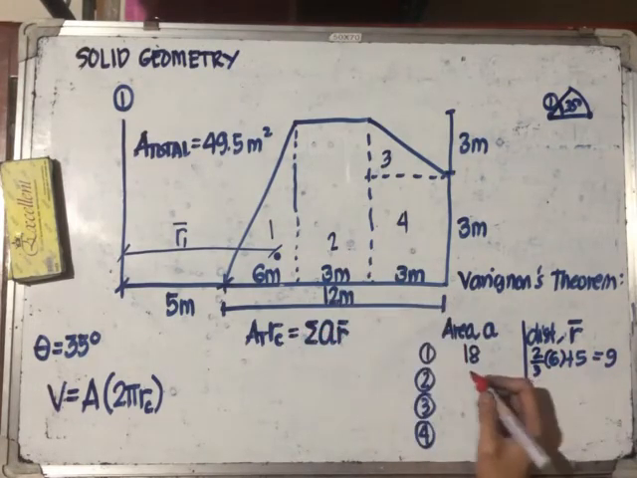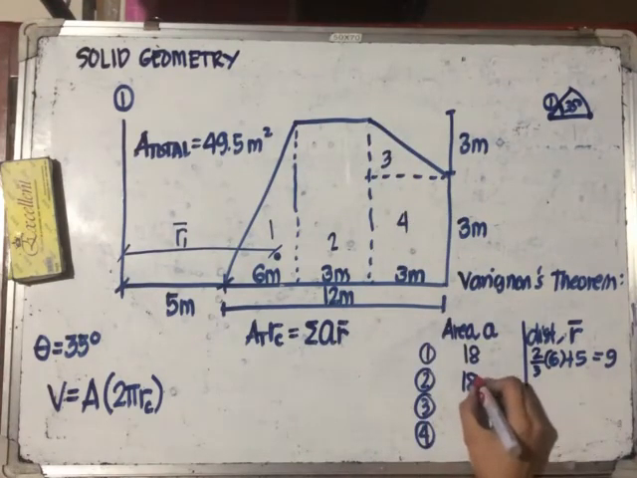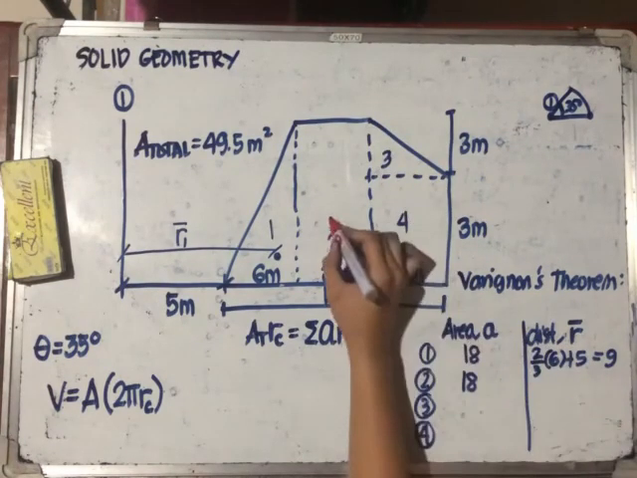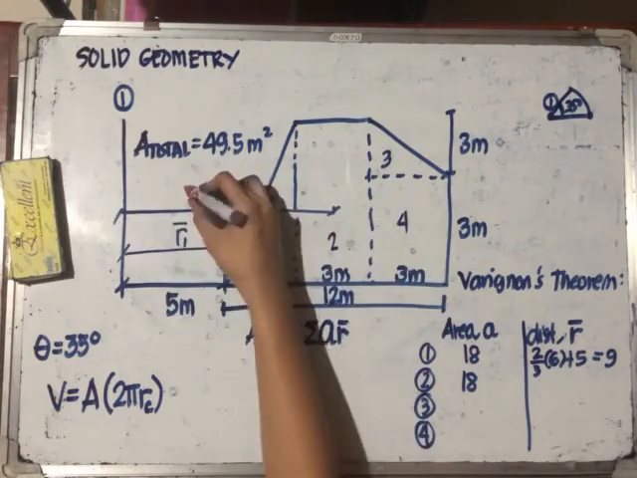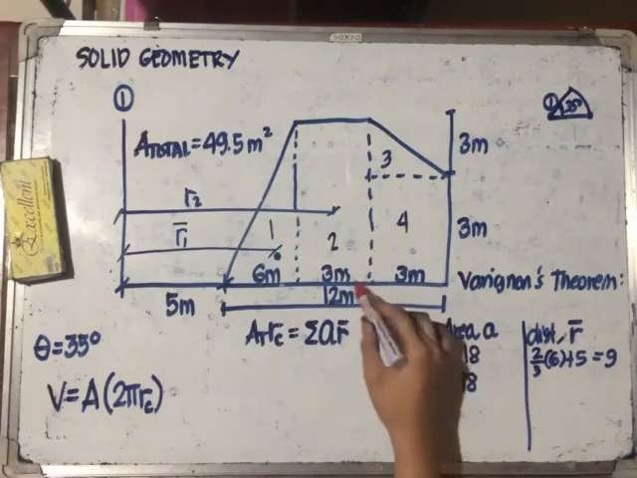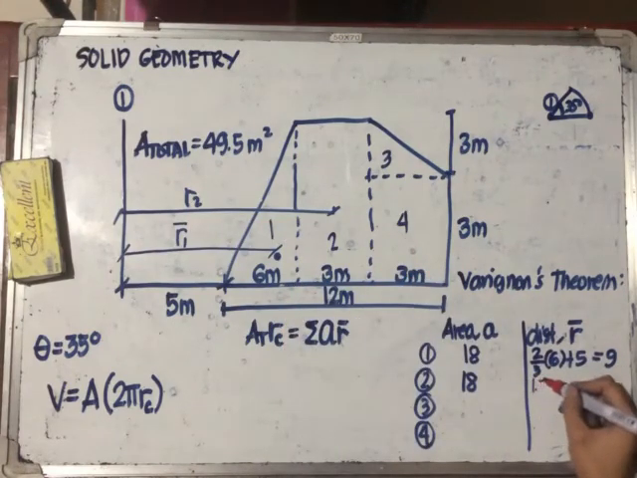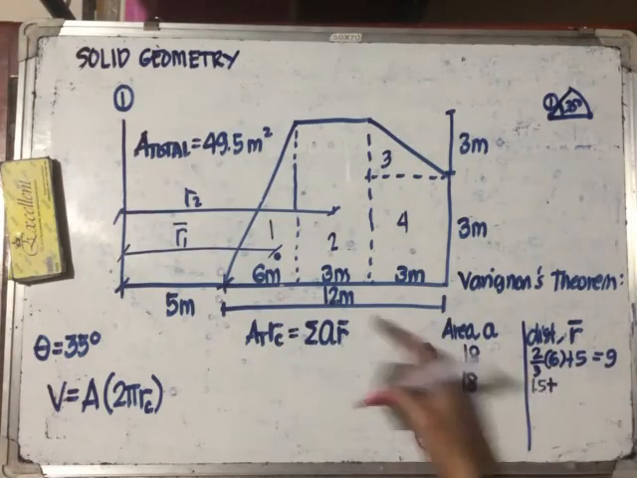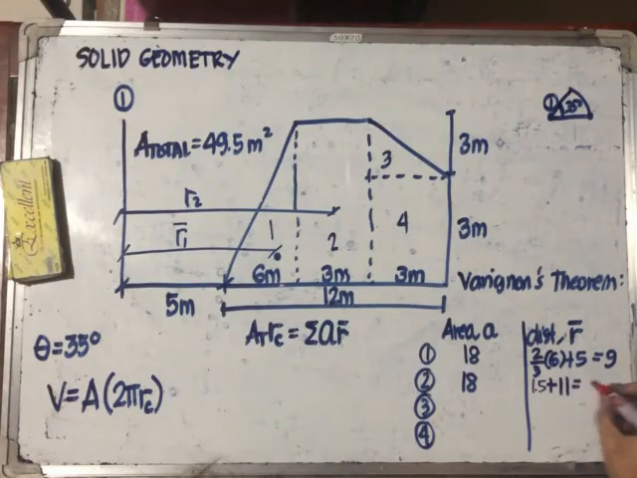Second natin na area would be 3 times 6. That is 18 pa rin. And the distance would be gitna papunta dito. That's R sub 2. That's how much? 1.5 plus 6 plus 5 is 11. That is 12.5. Alright?